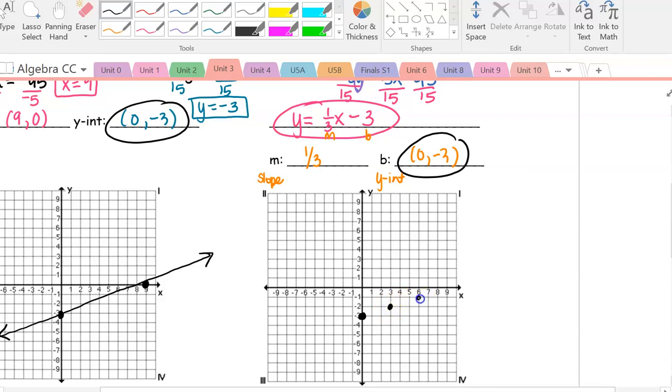Up 1, right 3. Up 1, right 3. I've run out of room, so I'm going to come back. Down 1, left 3. Down 1, left 3. And then draw your line.